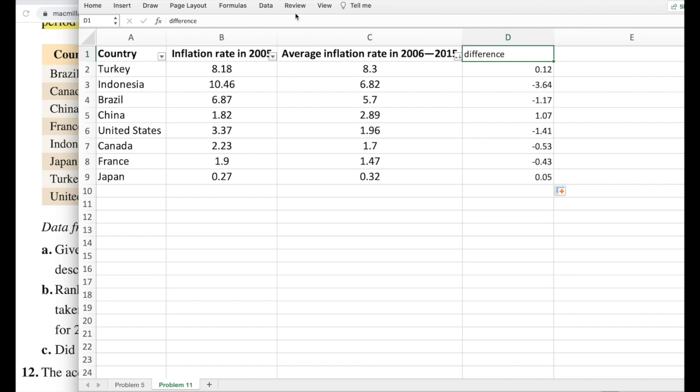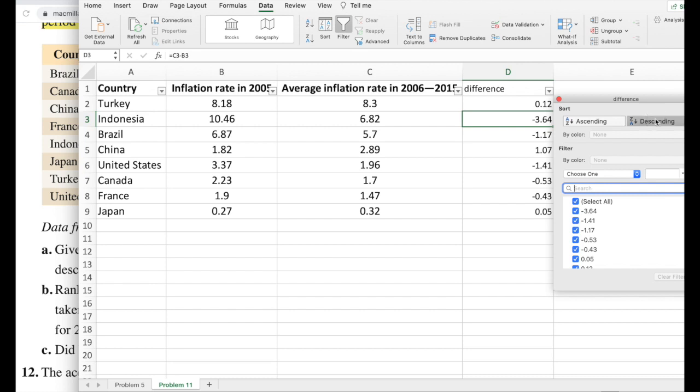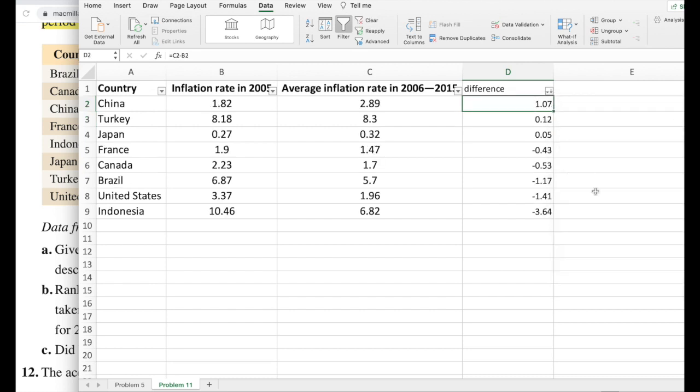So I can put a little more filter here too, and then go in descending order. So China was best for the borrowers because the difference between the average inflation rate and what the inflation rate was in 2005 was largest for China, and the second was Turkey, and the worst for borrowers was Indonesia.